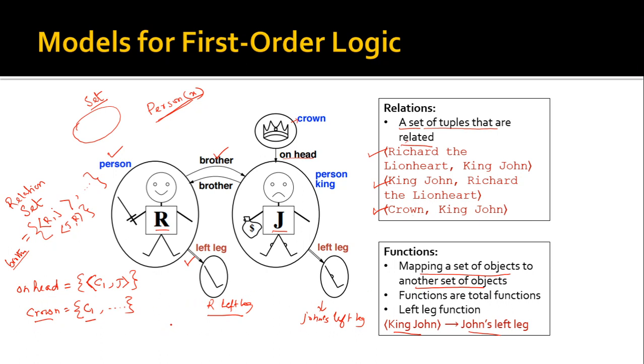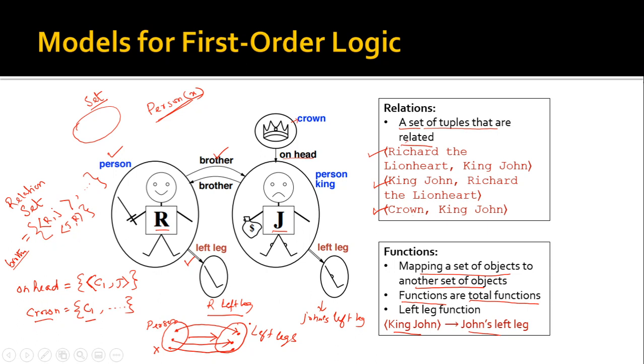So here we are mapping the set of persons, so this is the person set, to the set of, say, left legs, right? And one thing that we need to consider is that these functions are total functions. So that means every element in the first set will have a mapped entity in the second set, right? So you don't have any entity which is left behind. Every entity will have a mapping. So this is called a total function.